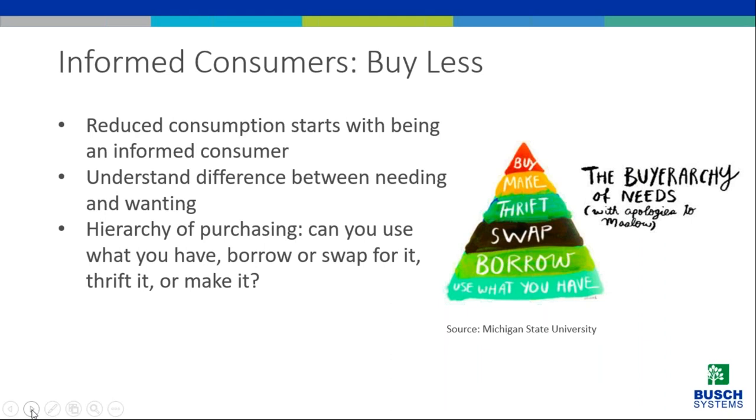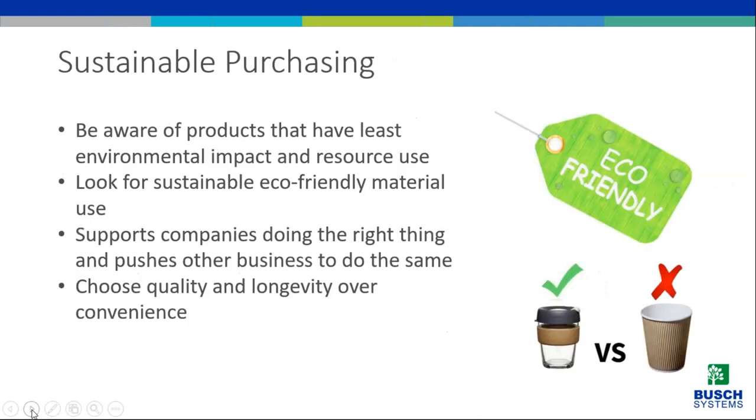Illustrated here is a hierarchy of consumption, which is from Michigan State University. What you would do is start at the bottom, and before you buy something, ask yourself, can I use what I already have? Can I borrow it? Can I trade it or thrift for it? Only when you've answered no to all of these questions should you consider purchasing a new product.